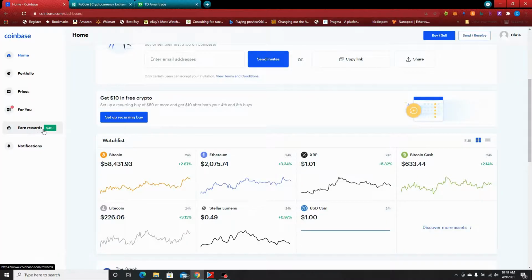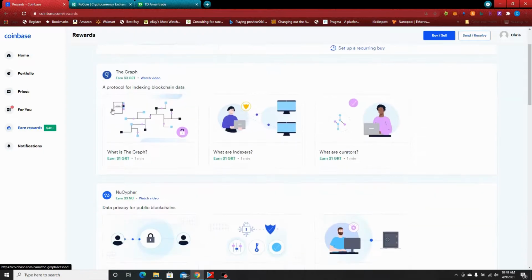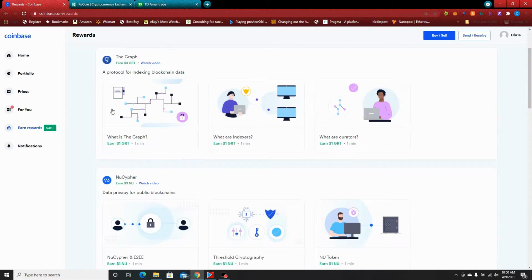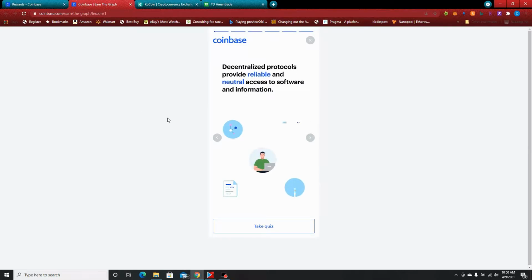So currently, I'm going to show you guys a little hack. First of all, if you are too afraid to put up your own cash, you could get free money by just going over here. You see earn rewards, and it says $46+. You go here and you can look at all these different cryptocurrencies, and you can get free crypto by doing whatever they say, so basically learning about the cryptocurrency and taking their lessons. So let's look at this one. Let's go through this one together.